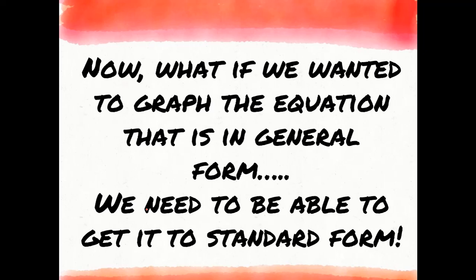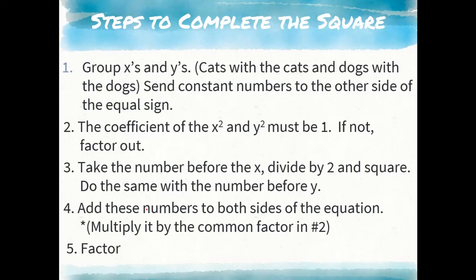And you're probably like, Marsh, I don't remember completing the square. If you remember, it was with that whole plus blank thing. I know, basically first quarter of this year. But here's the general steps to complete the square. First thing we're going to do is group the x guys with the x guys and the y guys with the y guys, so cats with the cats and dogs with the dogs. We're going to send the constant numbers, kick them to the other side of the equal sign.